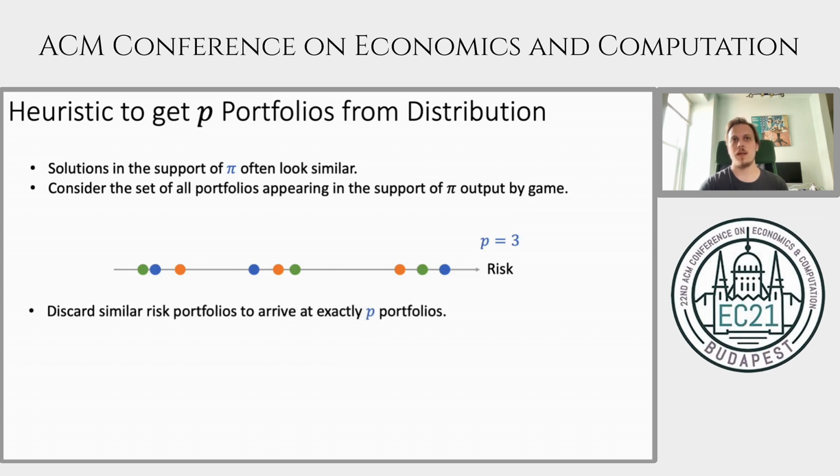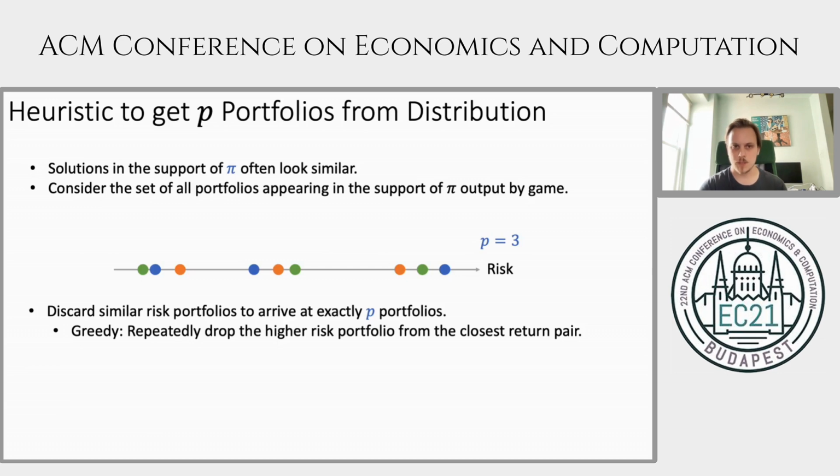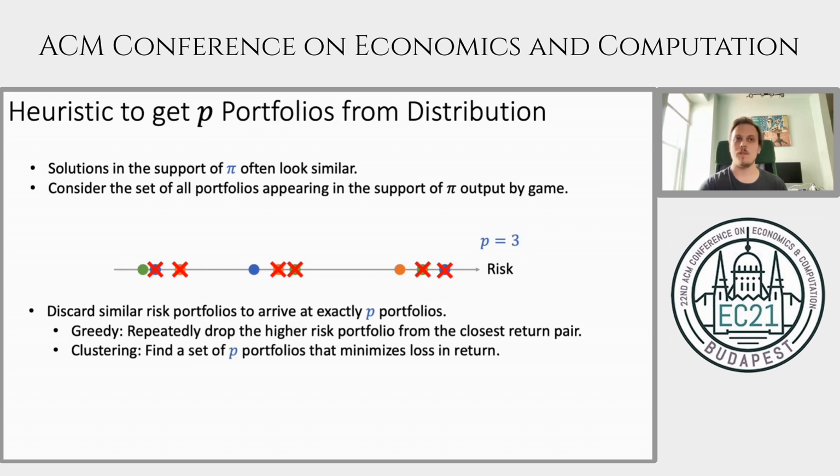For example, one thing that you might try is greedily dropping the higher risk portfolio from the pair of closest portfolios. So you might drop this portfolio first and repeatedly do that until we're left with exactly 3 portfolios. Or alternatively, you can formulate a clustering problem where your goal is to find a set of P portfolios that minimizes the maximum distance that any portfolio that's removed has to travel to reach a portfolio that was not removed.